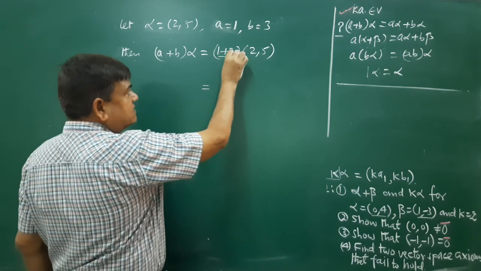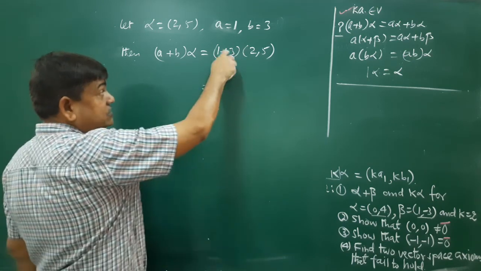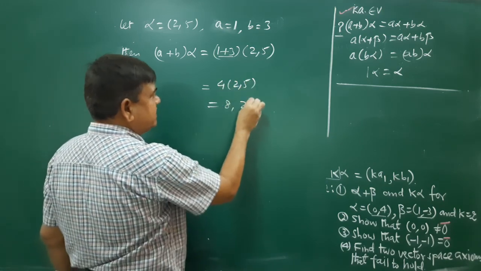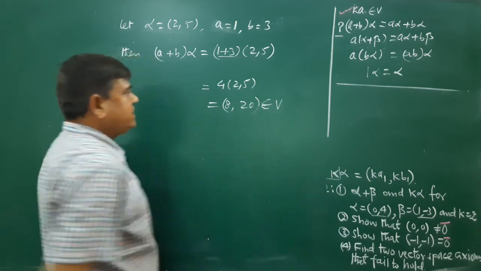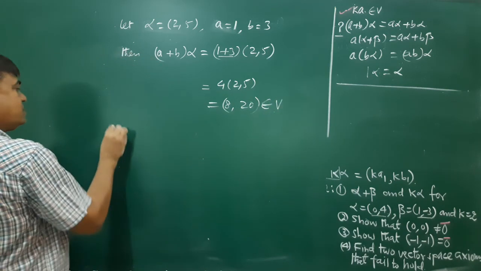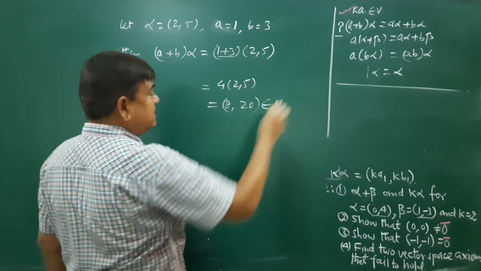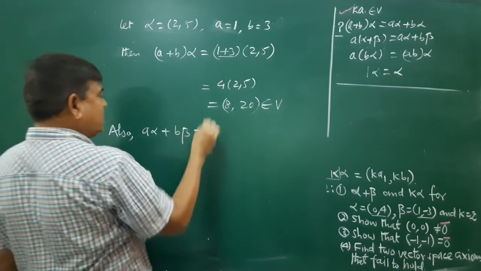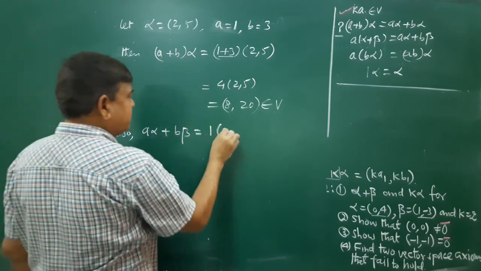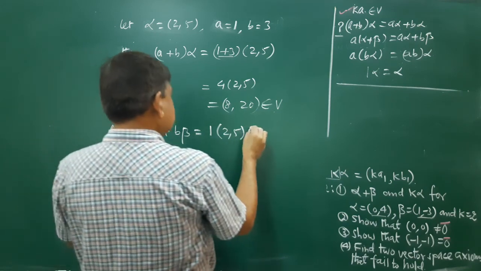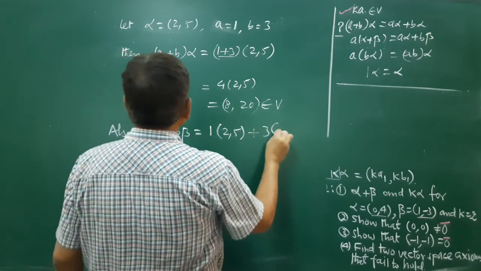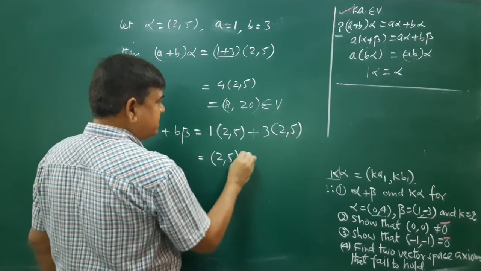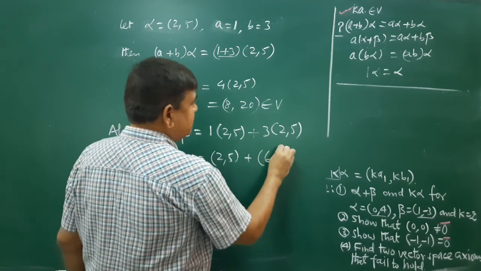This is 4 because it is the addition of these two numbers. By definition, it is (8,20). Fine. And this is a member of V. Also, I took the right hand side, that is a alpha plus b alpha equals. What is a? 1. What is alpha? Alpha is (2,5), plus b, b means 3, and this is (2,5). This is (2,5) plus (6,15).